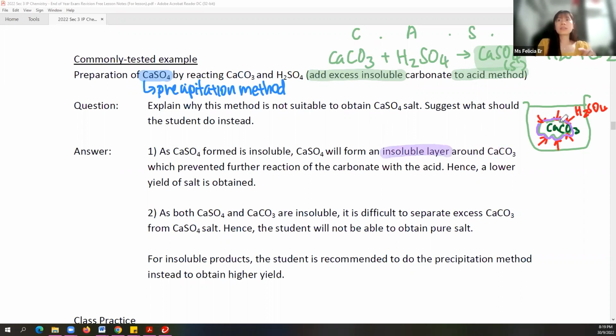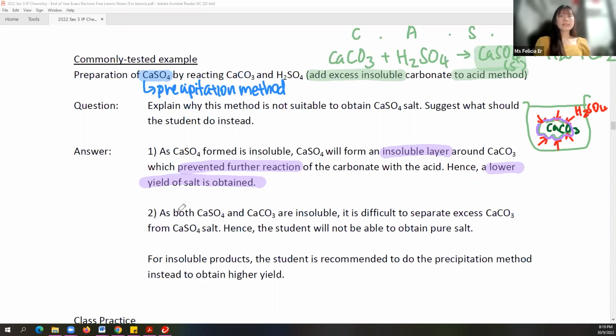So that's why in this case, after a while, if they form this layer, then the acid cannot react with the newer CaCO3 that is inside. So that's why you won't be able to continue to have the reaction. Once your insoluble layer is formed, you cannot have any more reaction because the other calcium carbonate is not exposed anymore. That's why lower yield of salt is obtained. That's why not recommended to use the wrong method. Although you can get it, the yield is low.